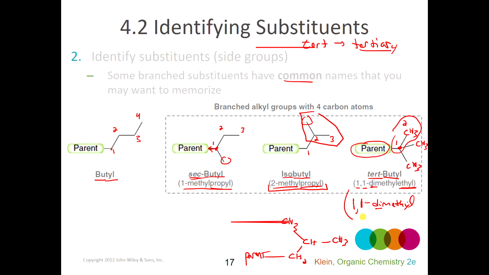And then again, that whole thing has to go in parentheses, because otherwise I might start to think that these methyl groups are on carbon 1 of the parent chain, but they're not. They're on carbon 1 of the substituent.